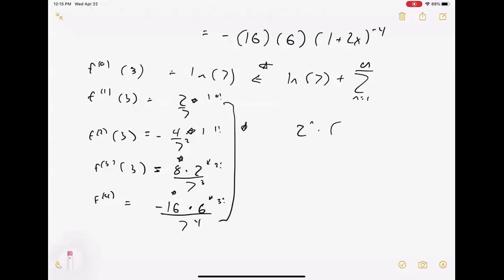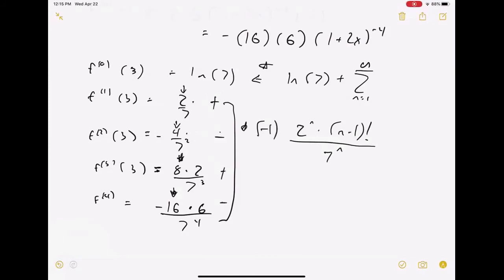So these numerators are 2 to the n. I got a power n here on all of these. And then I'm multiplying by n minus 1 factorial. And what's on the bottom? Just 7 to the n. And then the sign's changing: positive, negative, positive, negative. So I have an alternating sign here. I want the series for these groups of terms to start at 1, and my first entry from here is positive, so I want n plus 1. Or n minus 1 would also be acceptable, but I'll do n plus 1.